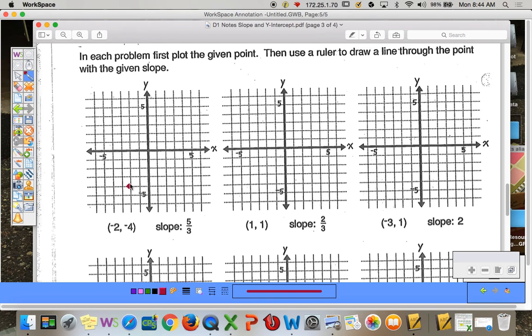Your slope is 5/3, so you're going to go up 5 over 3, up 5 over 3. So I'll just do it 2 times, and then we have a good idea of what our line looks like. Whoops, not like that.